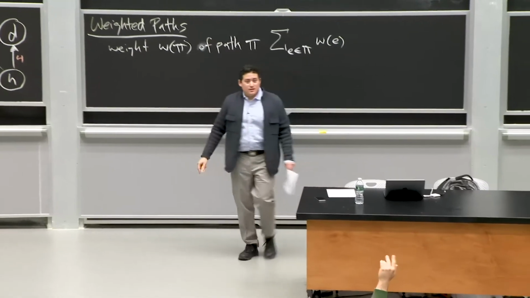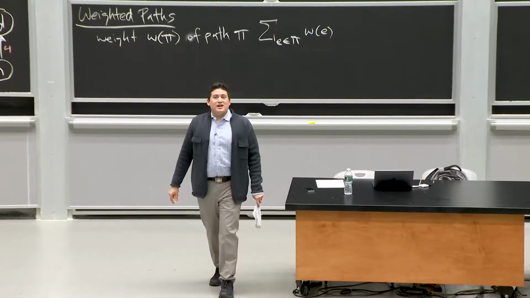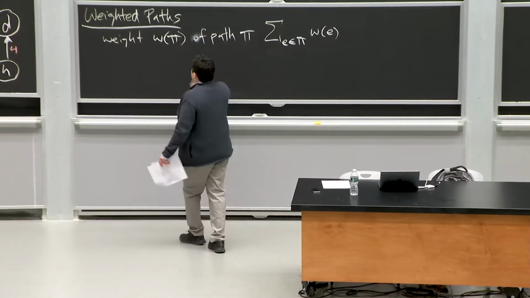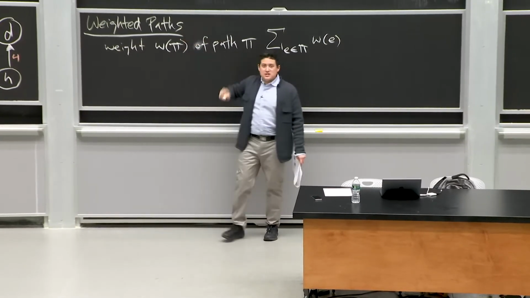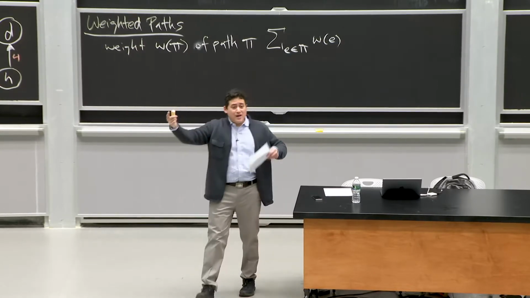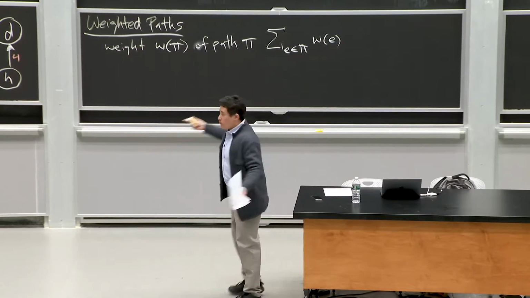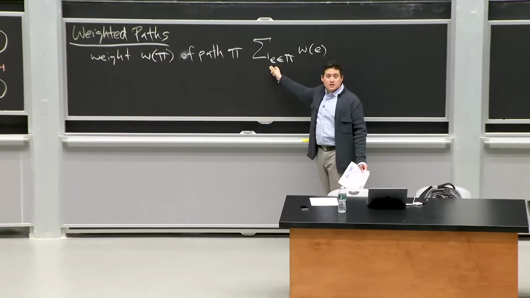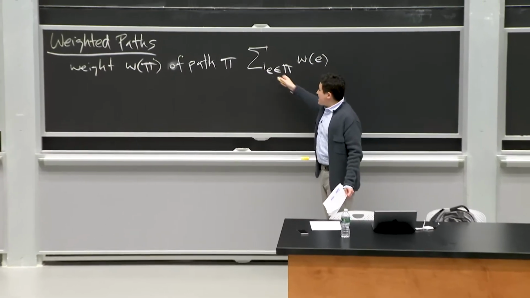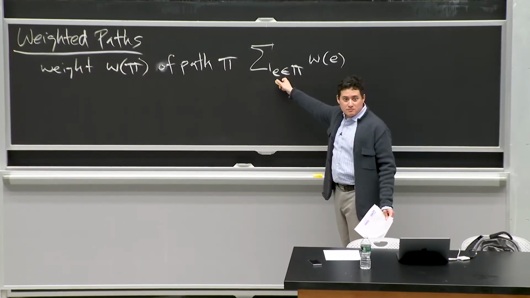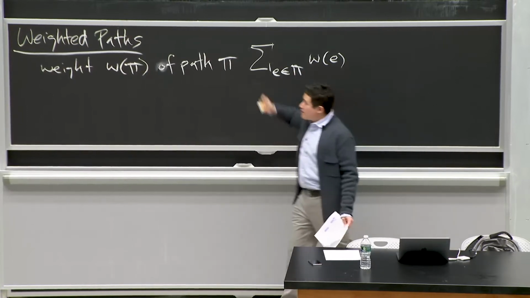Yeah, question. Can I use the same edge more than once? Right now, you're asking about the distinction in our class between paths and simple paths. A weighted path doesn't really care if we visit an edge more than once. So if an edge appears more than once in pi, we have to count it more than once in the weight of the path.